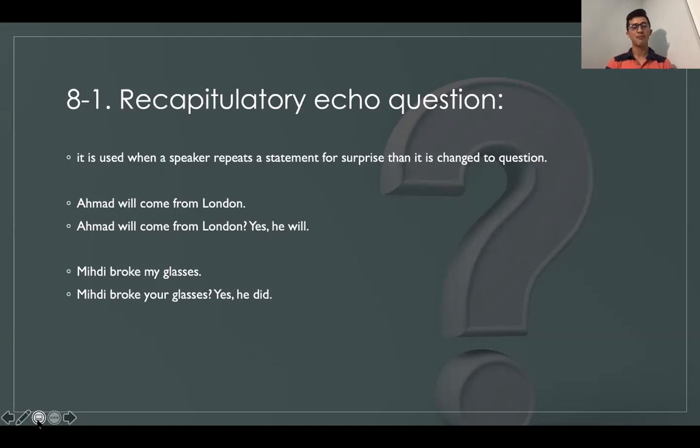The second example, the first person says, Mahdi broke my glasses. Another one says, Mahdi broke your glasses? Yes, he did. Or you can say, we finished our class. And Lali, who is absent today, will ask, we finished our class? And you say, yes, we did. It's like surprise. You repeat the same formula, the same thing, and then you ask.